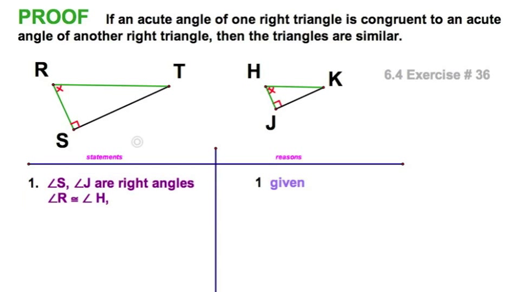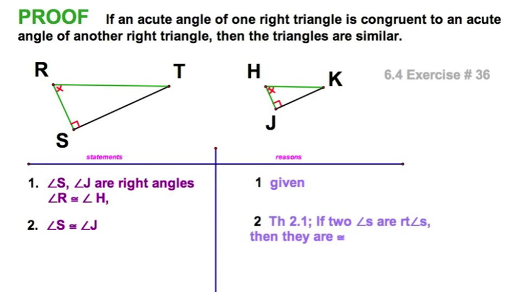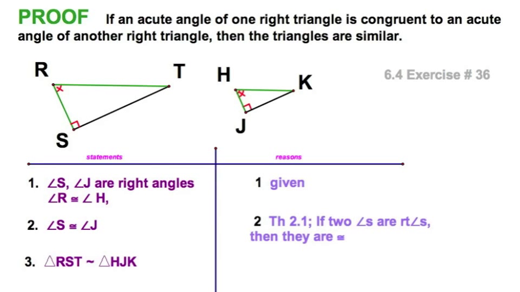So those are my givens. I've got a pair of right triangles, means I have a pair of right angles, and one of the acute angles, R and H in this case, are congruent. That's my given. Well, from there I could say, okay, these two angles are congruent. Why? Because they are right angles. And I can see right away, wait a minute, I've got one angle, I've got two angles, I'm done. Because the two triangles are similar, get them in the right order, by the angle-angle similarity postulate.